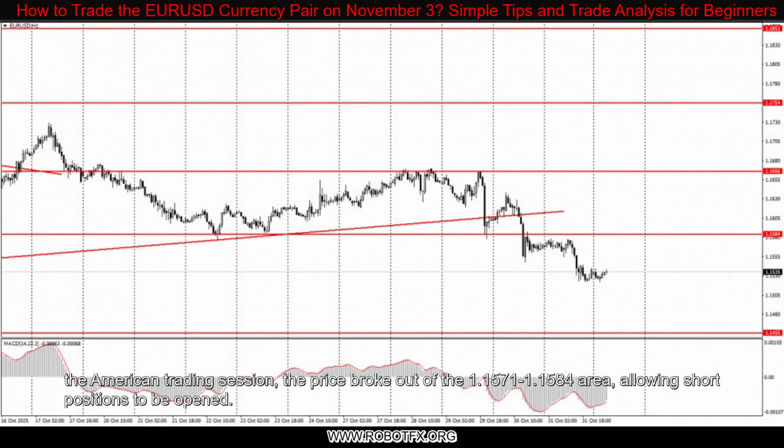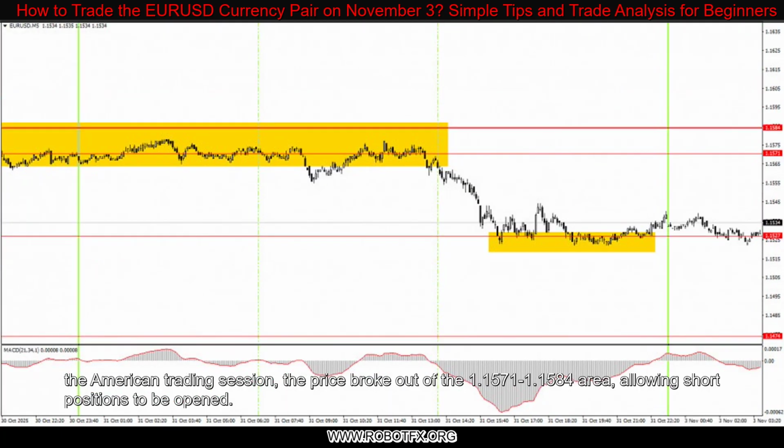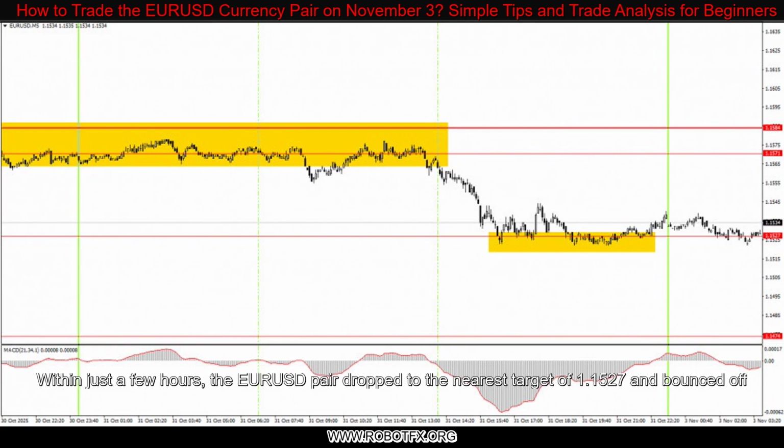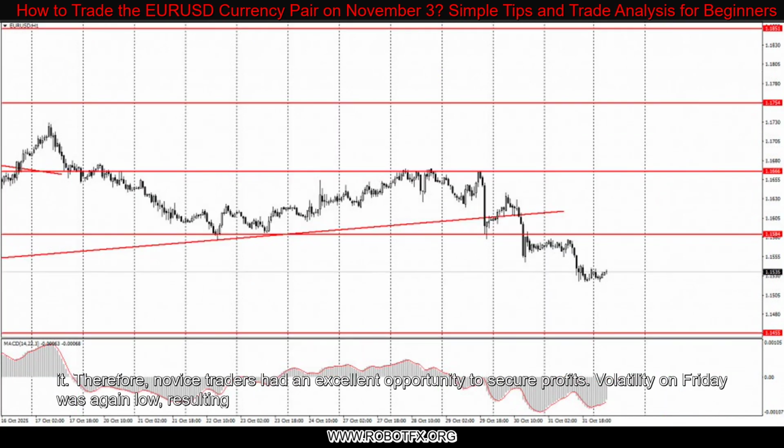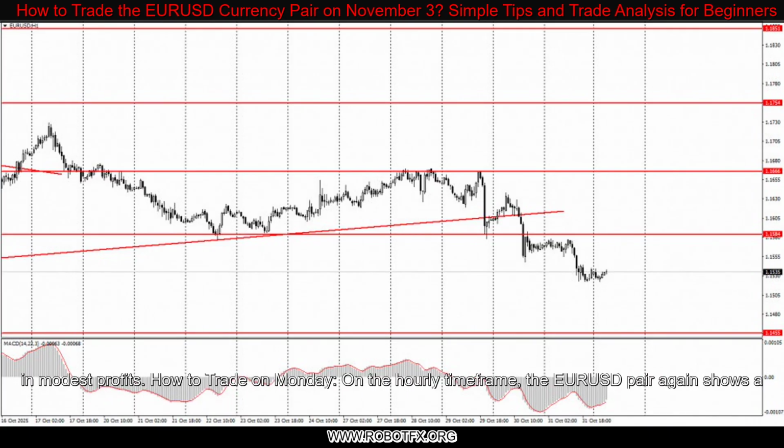Within just a few hours, the USD pair dropped to the nearest target of 1.1527 and bounced off it. Therefore, novice traders had an excellent opportunity to secure profits. Volatility on Friday was again low, resulting in modest profits. How to trade on Monday?